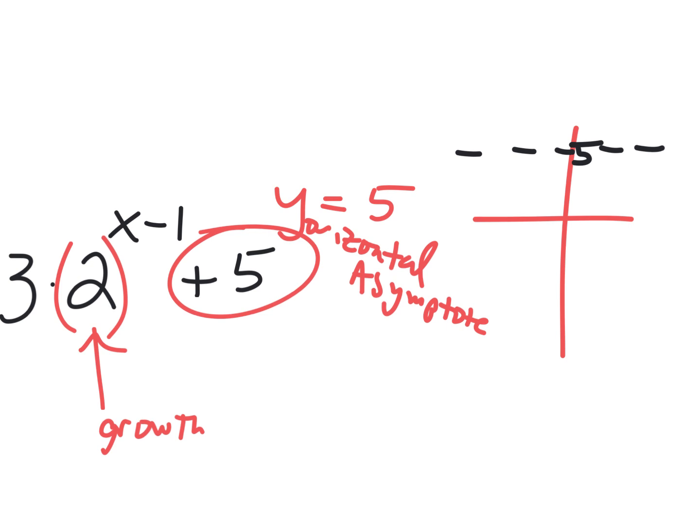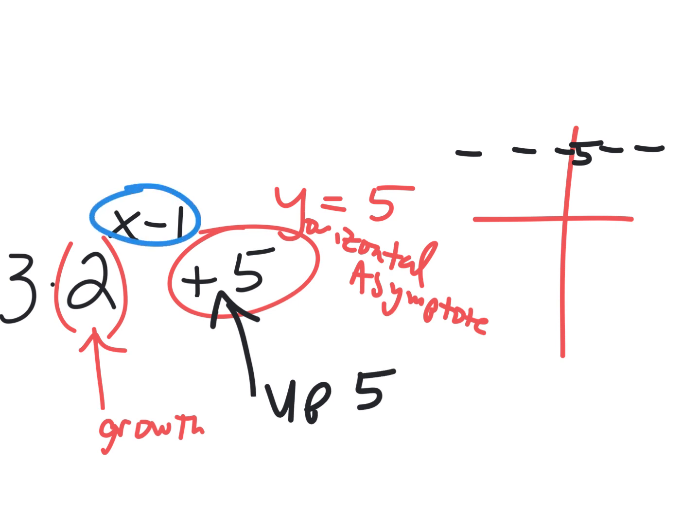Okay, next thing. Is this up or down? Up. This one right here might seem like it's down 1 because, if it was on the outside, it would mean down 1. But what does that minus 1 actually mean? Right 1. Very good.